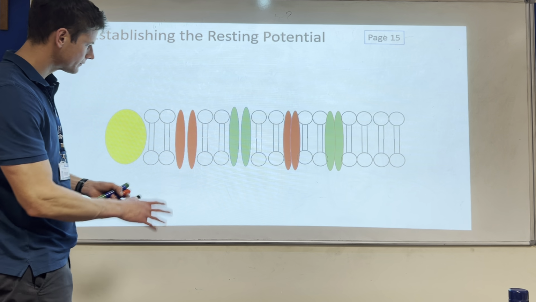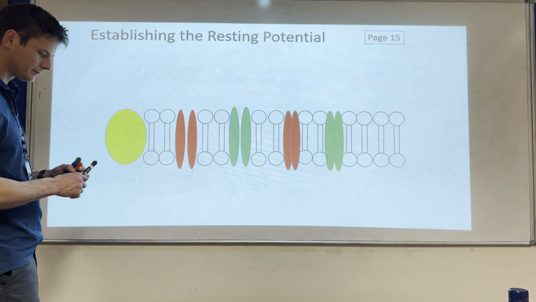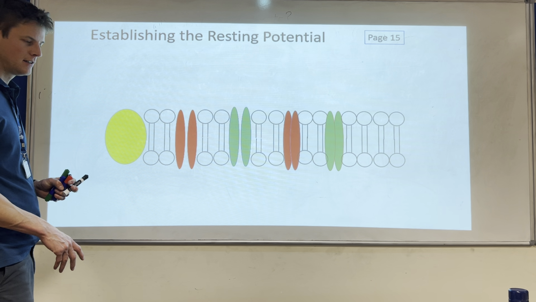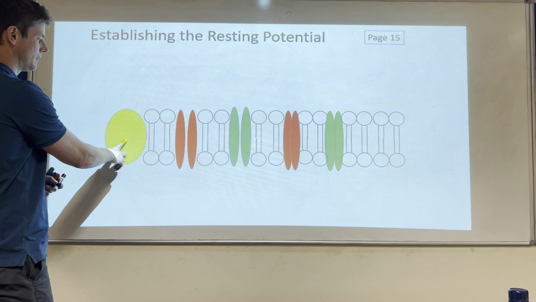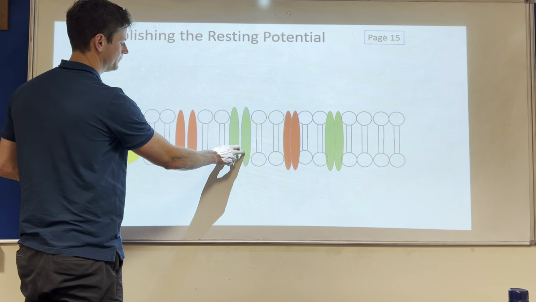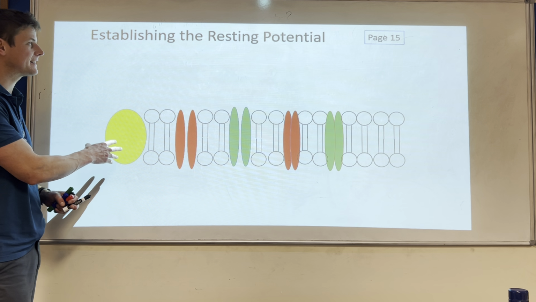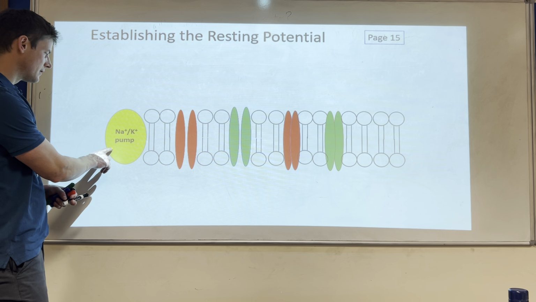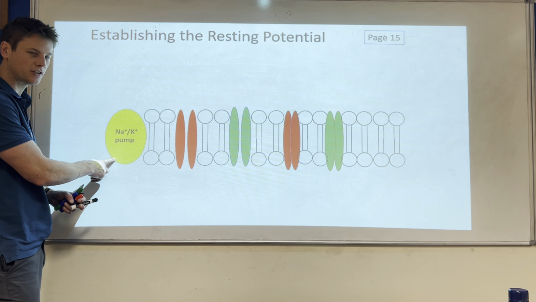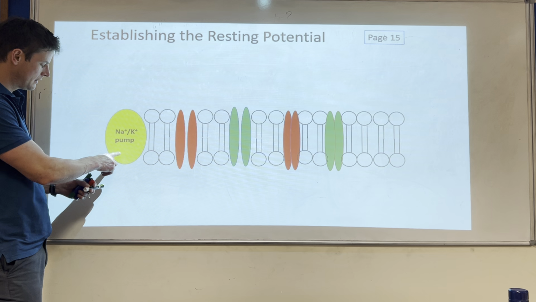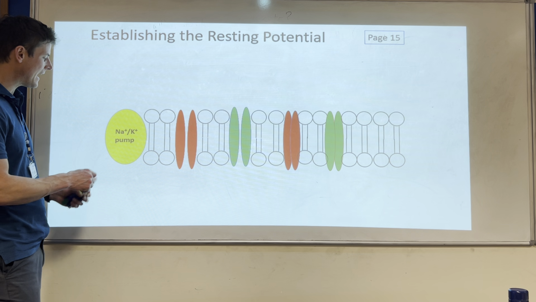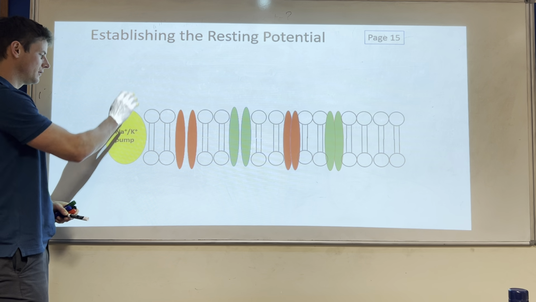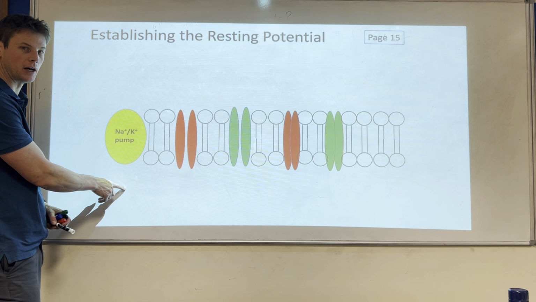Okay, so this is my membrane. The membrane contains a number of different proteins. The first 3 proteins that we're going to look at, this one, and this one, are important in establishing the resting potential. So this protein here is known as the sodium-potassium pump, and its role is to actively transport sodium ions out of the axon and potassium ions in.